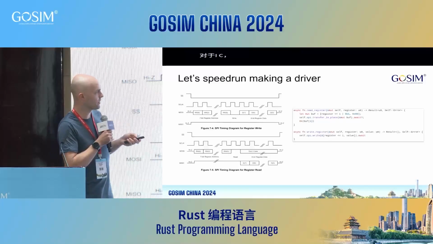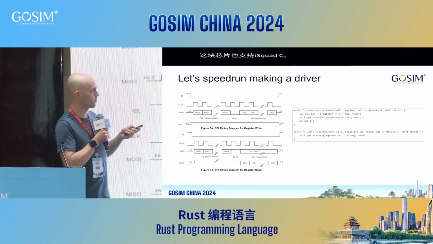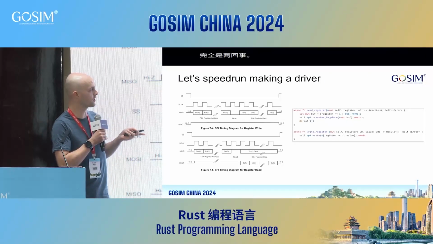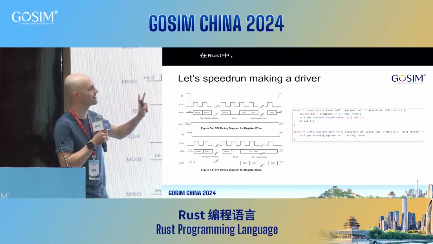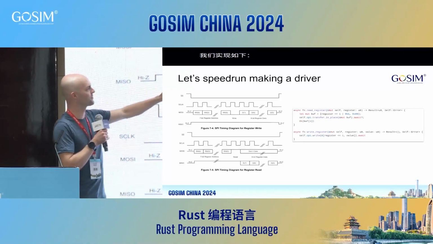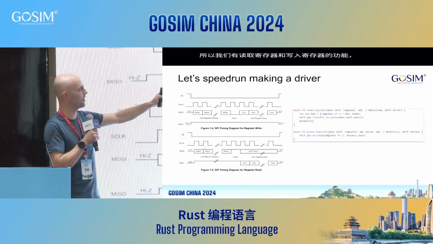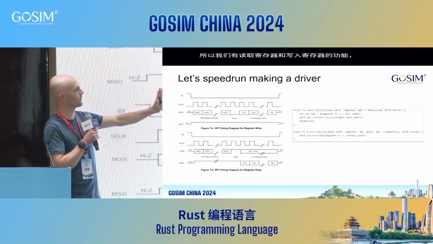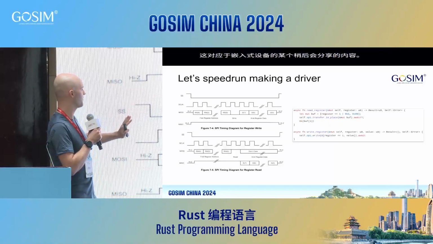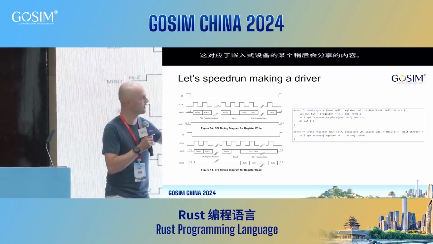In Rust, we implement this as follows. So we have a read register and a write register function, which corresponds to the embedded HAL, to something I'll show later. Sorry, I was confused. So for reading a register, we will first make a buffer, bit shift the register, and then write a 1 to the 8th bit. So that's a read operation.